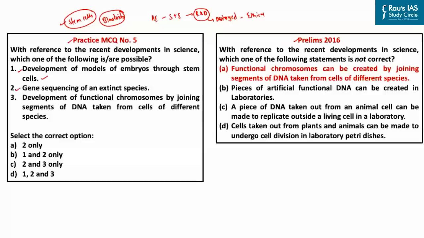The second one says gene sequencing of an extinct species, which as Mr. Svante Pääbo has shown is quite possible. When you look at the third one, the third statement is wrong. In fact, the same option was provided in the Prelims 2016 as well. So the right answer in this particular case would be 1 and 2 only.